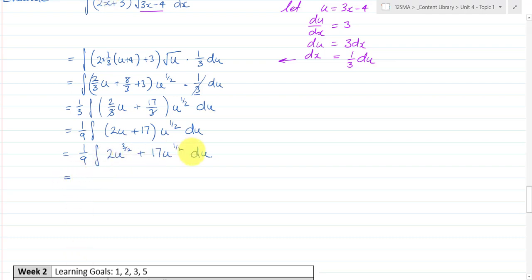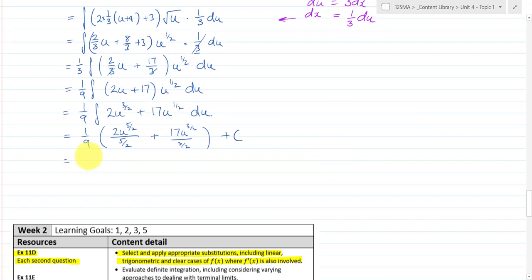And that gives me, I can do these calculations now, a 9th times 2u to the power of 5 over 2, I raise the power by 1, divided by the new power, plus 17u to the power of 3 over 2, divided by 3 over 2, and then plus c. And this is a 9th, just making sure I've simplified this fully, 4/5 u to the 5 over 2 plus 34/3 u to the 3 over 2.